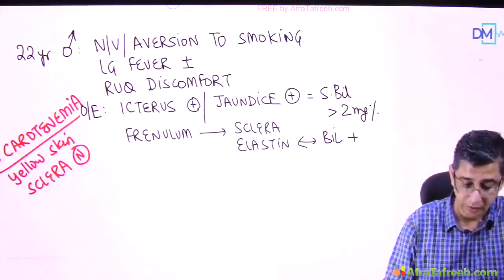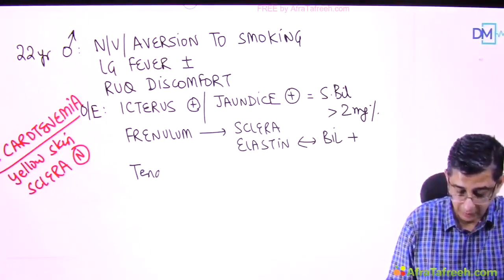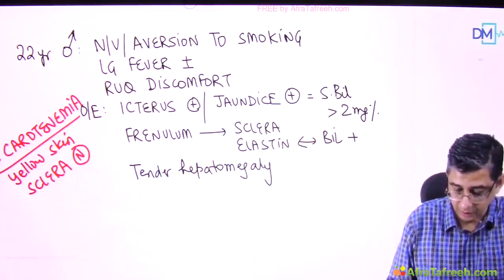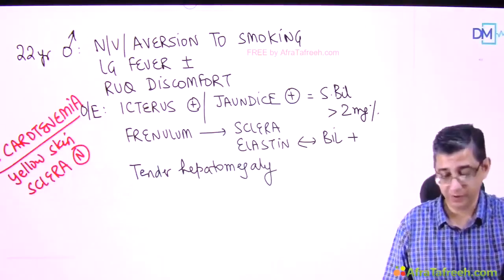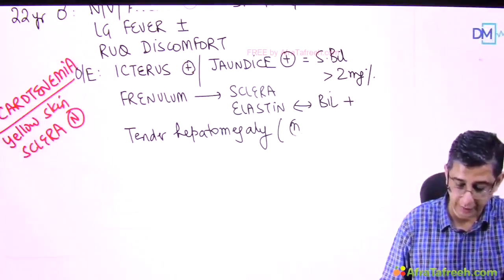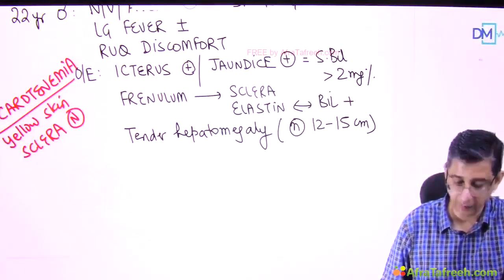The next thing that I noticed in this person was a tender hepatomegaly. The liver span of this person was increased. So when I was doing percussion to check for the liver dullness, he was having an expression of pain or discomfort on his face. The liver span of this person was 18 centimeter. Normal liver span is about 12 to 15 centimeter.